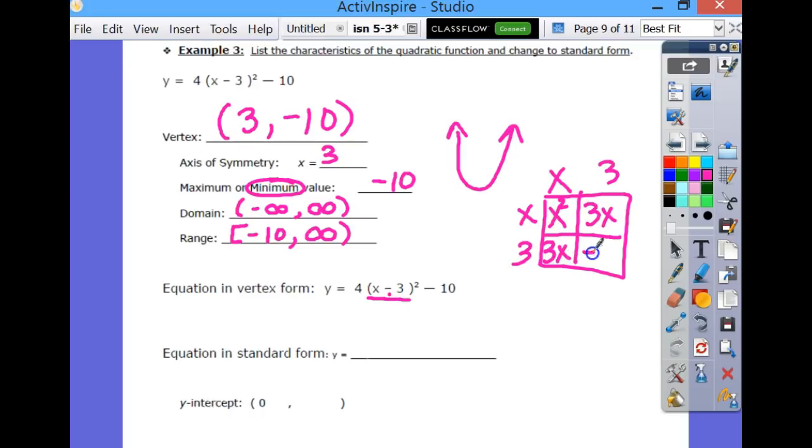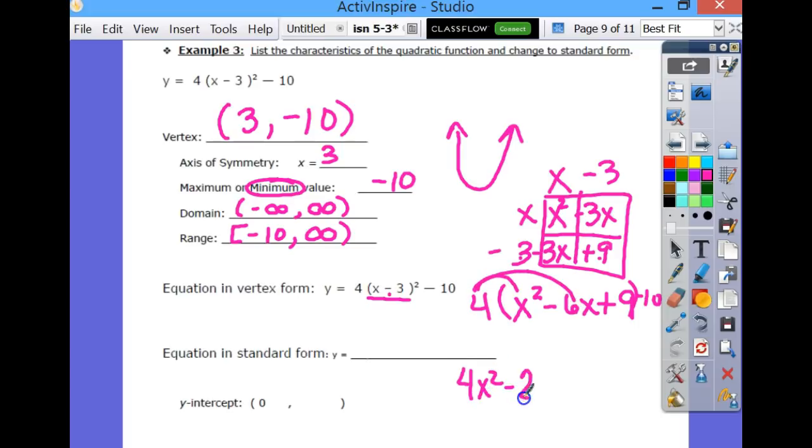3x plus 9. Oops, let's try again, because that was a negative sign right there. So those would have been negative right there. So when you multiply that out, you have x squared minus 6x plus 9, because negative times negative would make a plus. We have a 4 out in front that we're going to distribute, and we've got a -10 right here at the end. So I'm going to distribute.